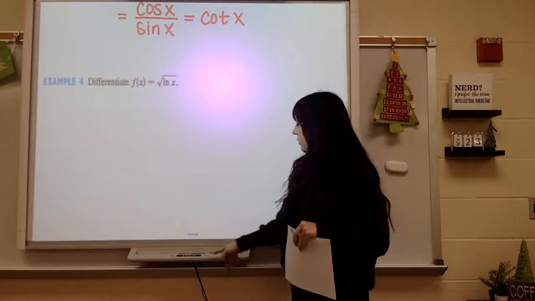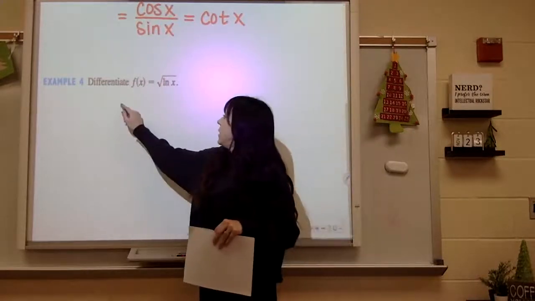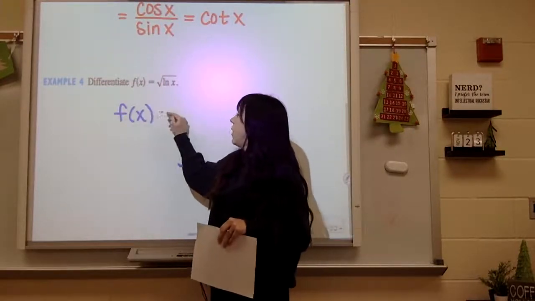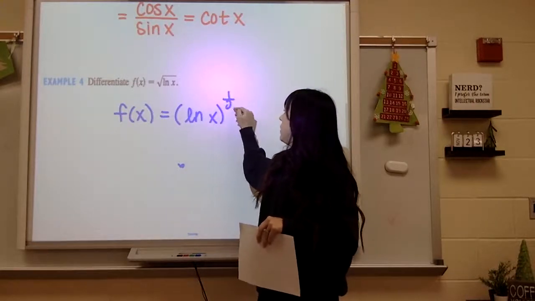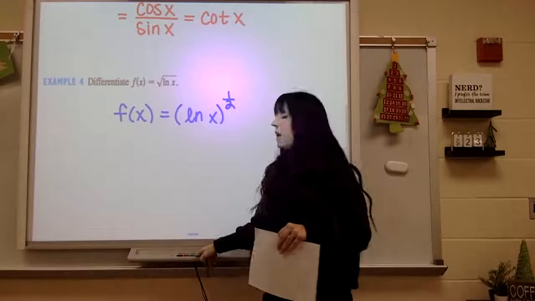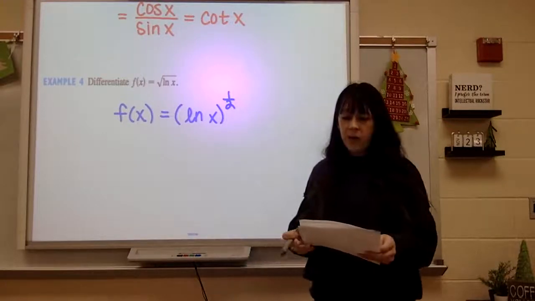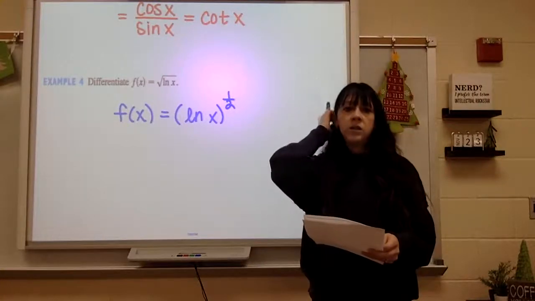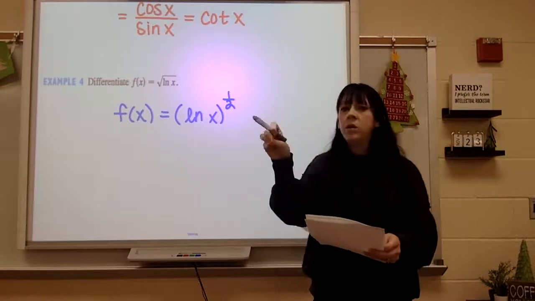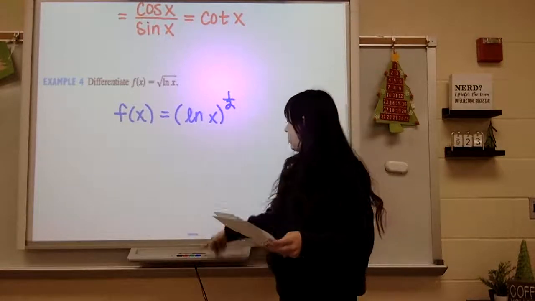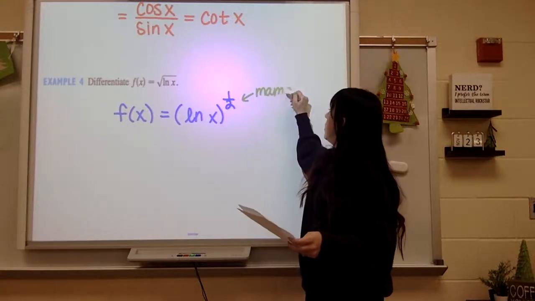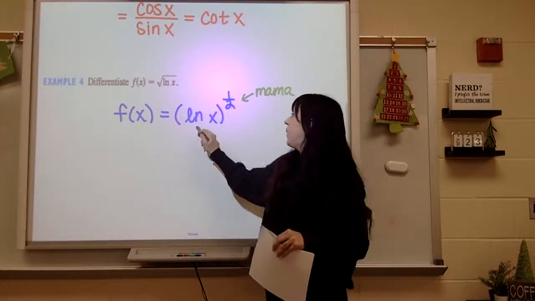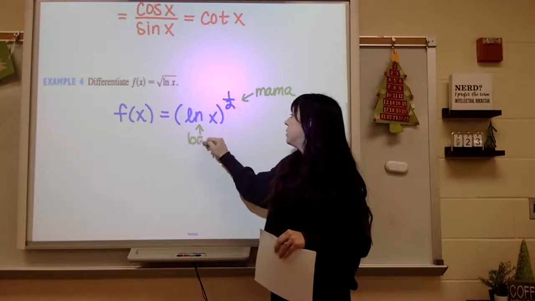Example 4, differentiate the square root of ln x. Remember, anytime we see square roots, if we have to take a derivative, it's helpful to rewrite it as that thing to the 1/2 power so that you really understand what your derivative is going to look like. So this time I do have a mama baby. Mama is the 1/2 power and baby is ln x.